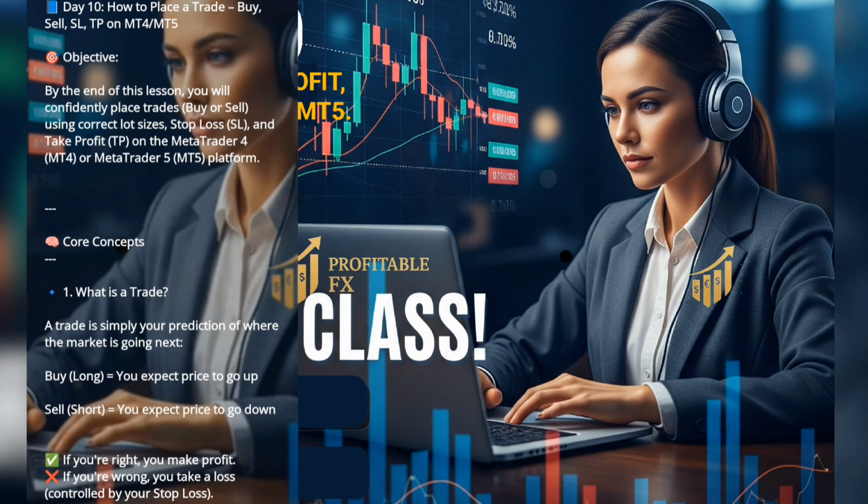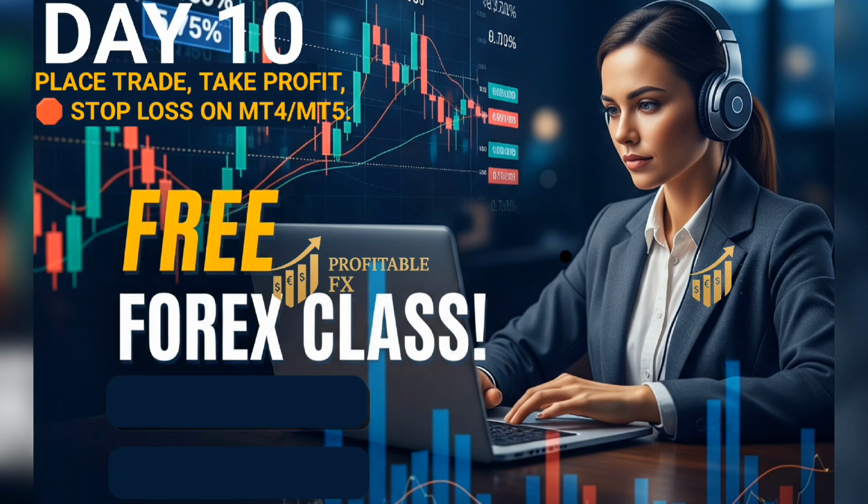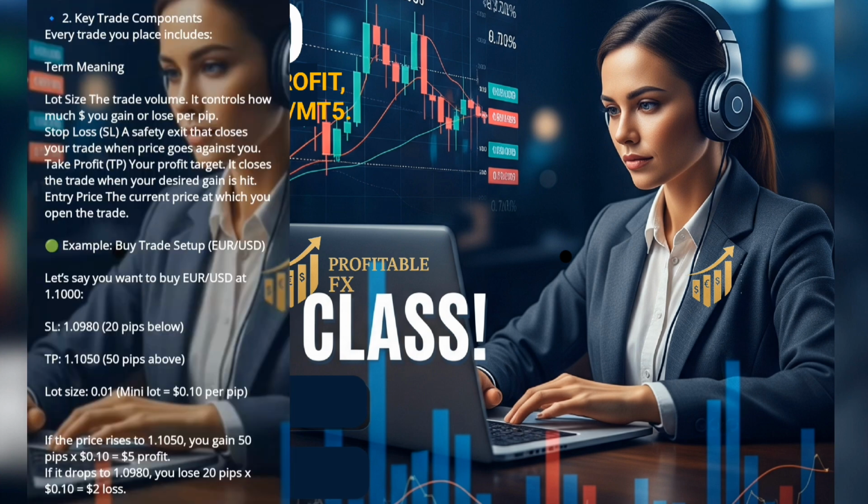Buy, long, equals you expect price to go up. Sell, short, equals you expect price to go down. If you're right, you make profit. If you're wrong, you take a loss, controlled by your stop loss. 2. Key trade components. Every trade you place includes term, meaning. Lot size, the trade volume. It controls how much dollar you gain or lose per pip. Stop loss, a safety exit that closes your trade when price goes against you.